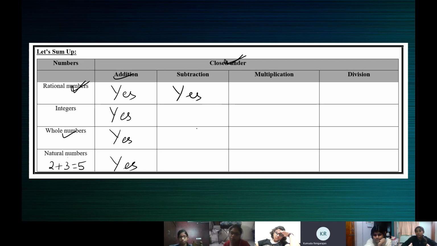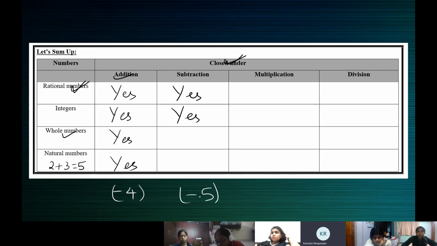What about integers? Are they closed under subtraction? Is the difference of two integers always an integer? Yes, ma'am. Take any two integers, like -4 and -5. Let's find their difference. What's the answer? -4 plus 5, which is 1, which is also an integer.